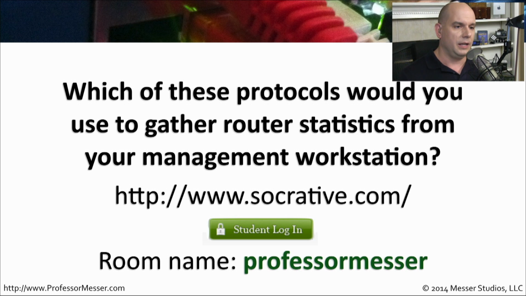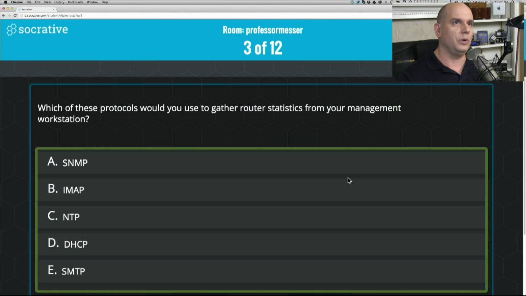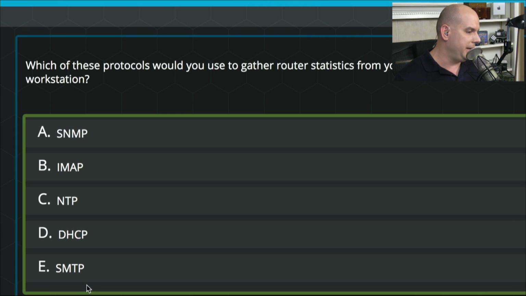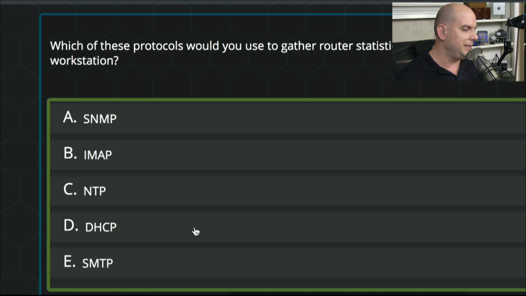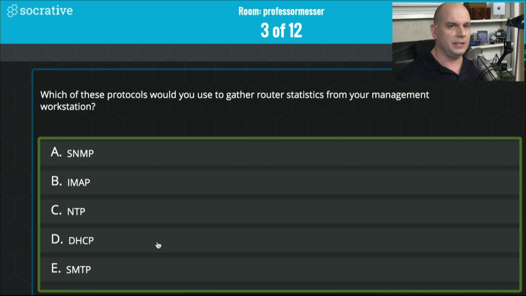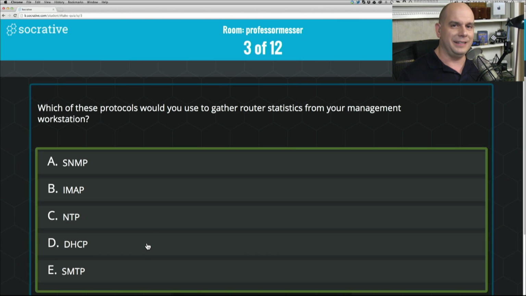So I'm going to click this so you can see it in your Socrative, which you will see before I even say it, which is, which of these protocols would you use to gather router statistics from your management workstation? Go to Socrative.com to the Professor Messer room, and you'll be able to answer one of these, which is SNMP, IMAP, NTP, DHCP, or SMTP. There's a lot of letters in this.